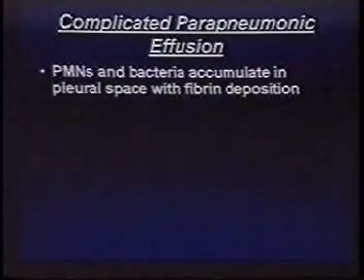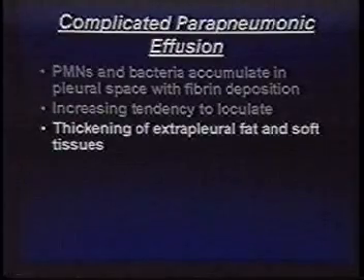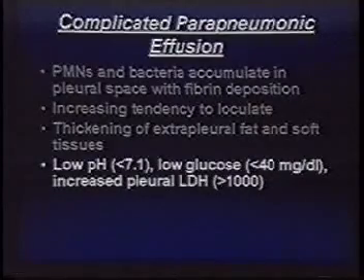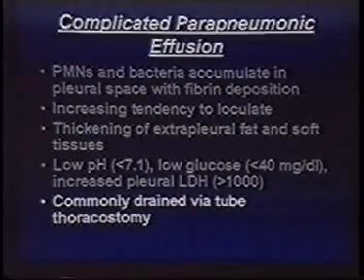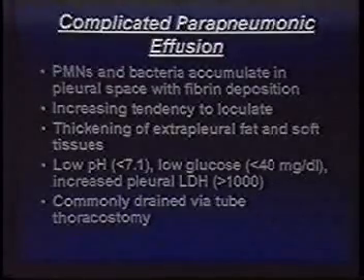A complicated parapneumonic effusion results when neutrophils and bacteria accumulate in the pleural space with fibrin deposition. As a result of the fibrin contents, there is an increasing tendency to loculate. There is often thickening of extrapleural fat and soft tissues. And they typically have decreased pH and glucose levels and an increased pleural LDH. These are commonly drained with tube thoracostomy in addition to antibiotic therapy.